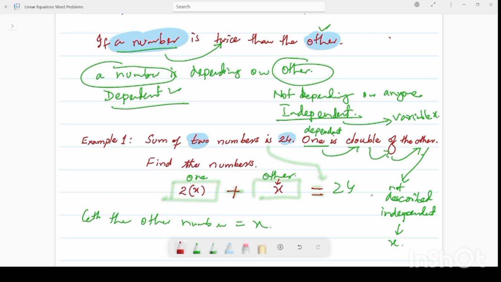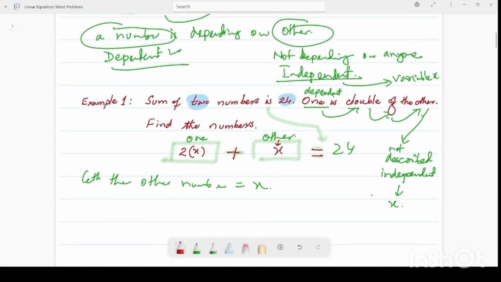So it is necessary for you to understand the concept of dependent and independent variables. An independent variable is one which is not described in any statement, but a dependent variable is well described in the situation.